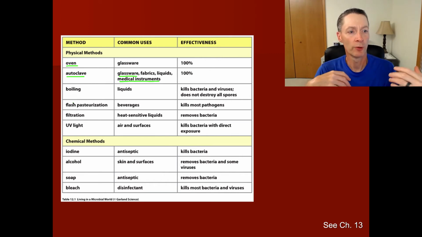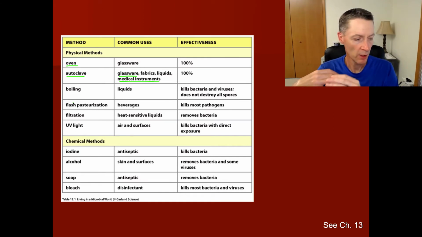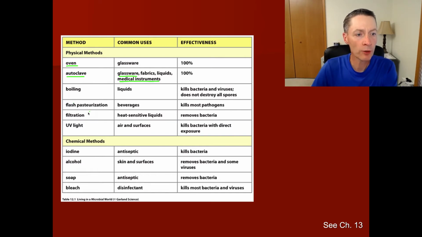When it comes to boiling and pasteurization, well, it wouldn't be a sterilization that you have done. You have more or less disinfected an area or a liquid, and you've actually reduced the living things by a lot. We could apply a physical method of filtration with heat-sensitive liquids we can't boil, and this would remove most of the bacteria.